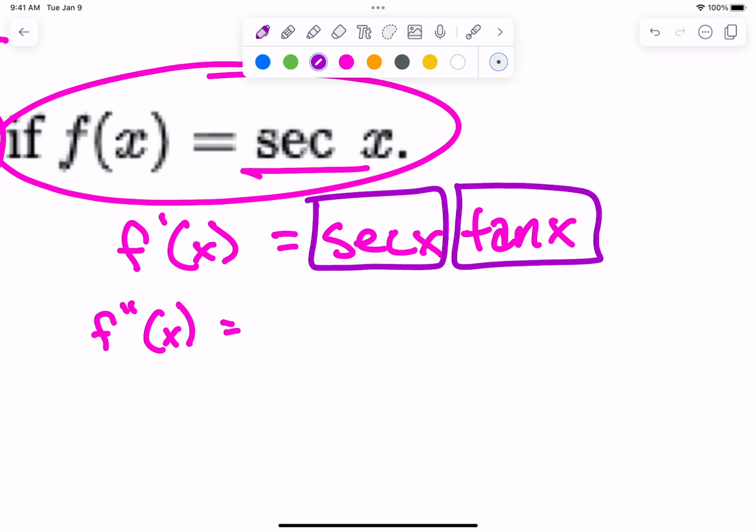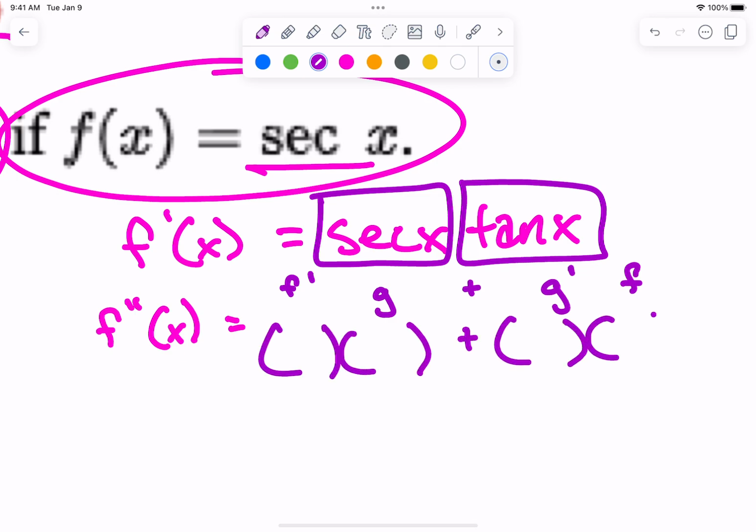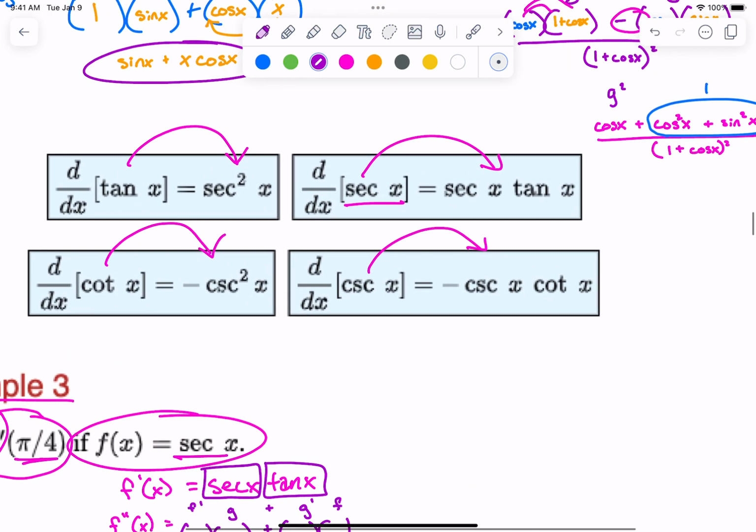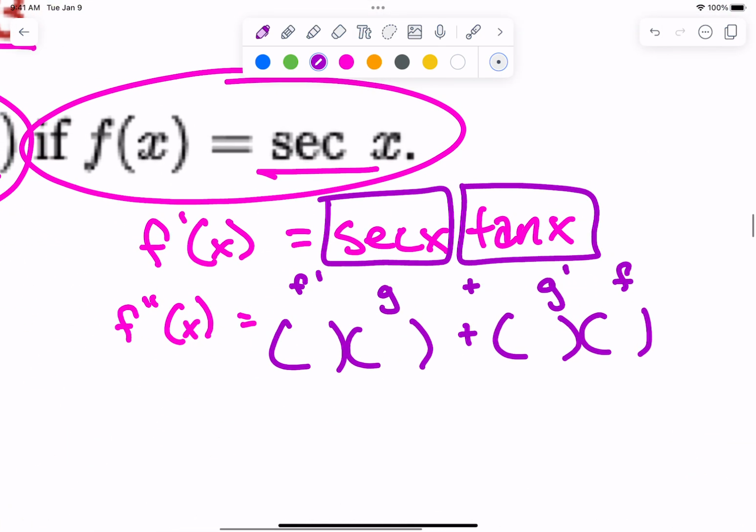product rule. We have a product, right? Secant times tangent. It'll get a little worse. It's fine. F prime g plus g prime f. The derivative of secant is this. The derivative of secant is that. So that's all we do. We're not doing the pi over 4 thing yet. Just wait.